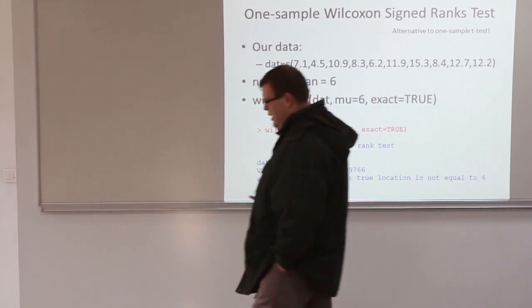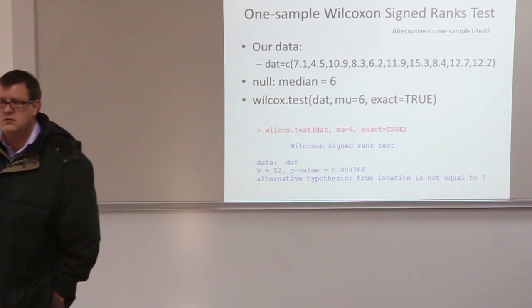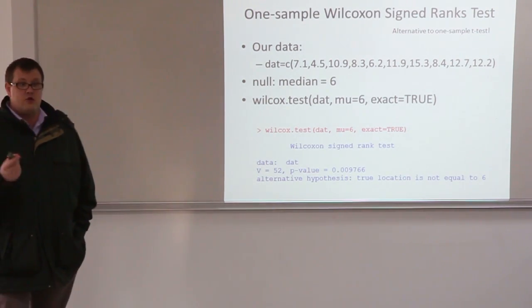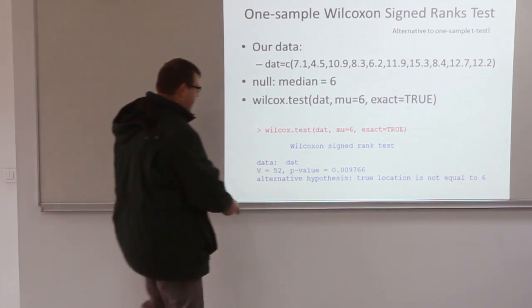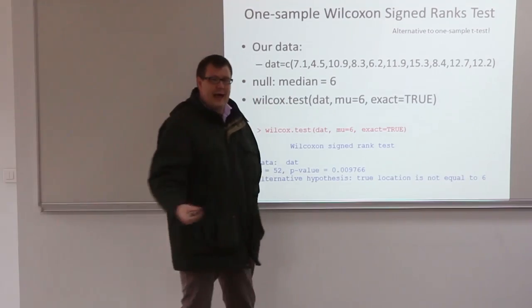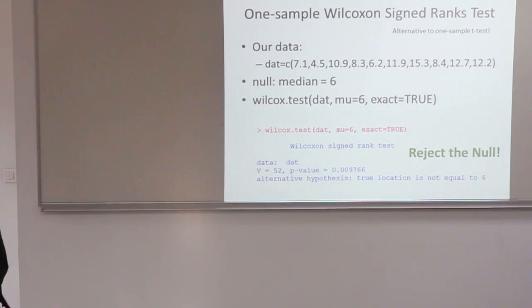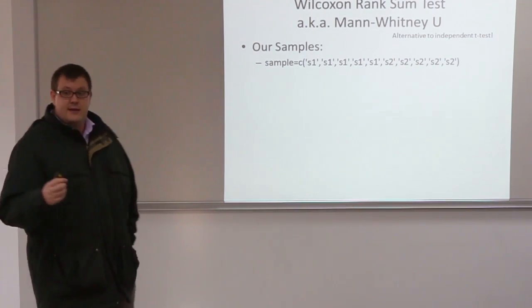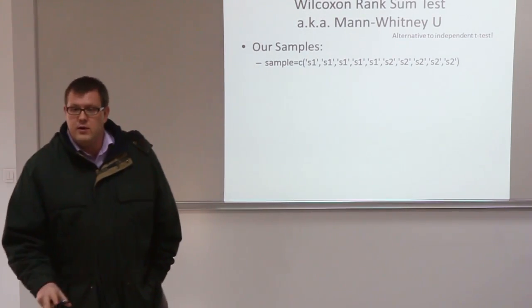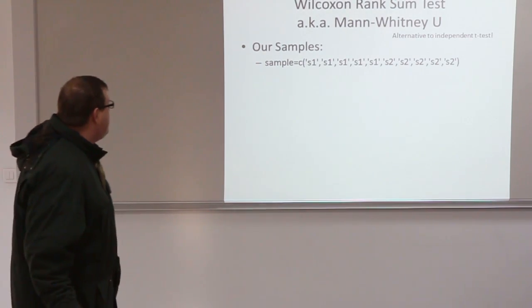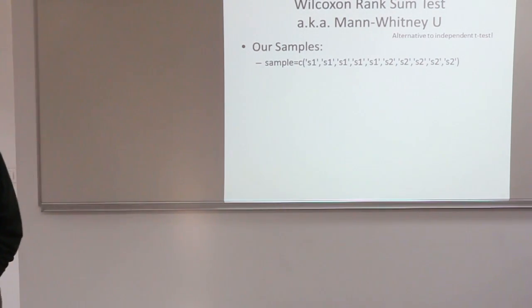So what should we do? Reject. We should reject the null. If we're using the traditional alpha level, which is 0.05, 0.009 is less than 0.05. So we should reject the null. Sweet. Okay. So now instead of doing our one sample t-test alternative, let's do our independent t-test alternative.